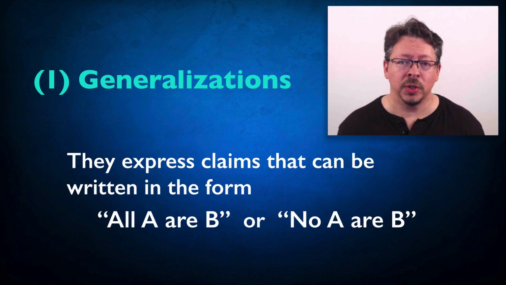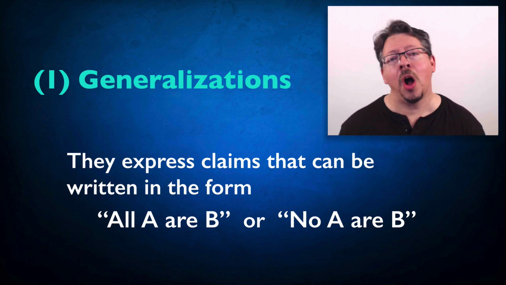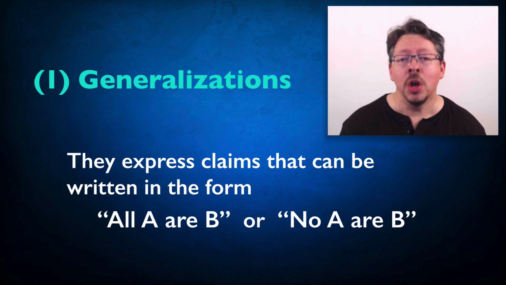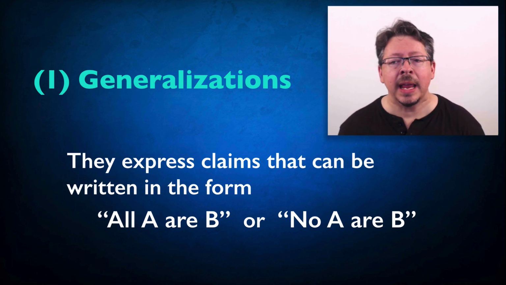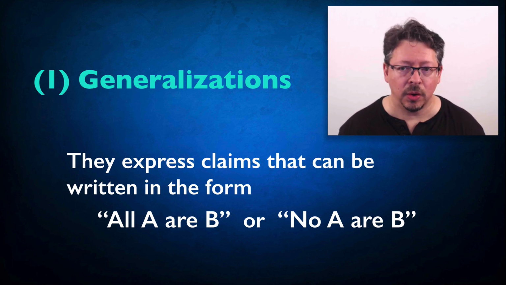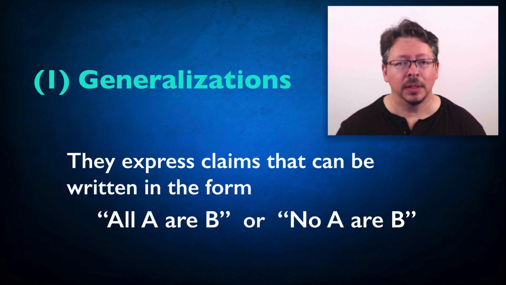In logical terms, you would say that law statements express claims that can be written in the form all A are B, or no A are B, where A and B represent classes or categories: all bodies with mass, all planets, all organisms, all mammals, and so on. Sometimes the law is actually written in this form, but there are lots of grammatical constructions that are logically equivalent to a generalization like this, and this is the case with the examples that we've seen.